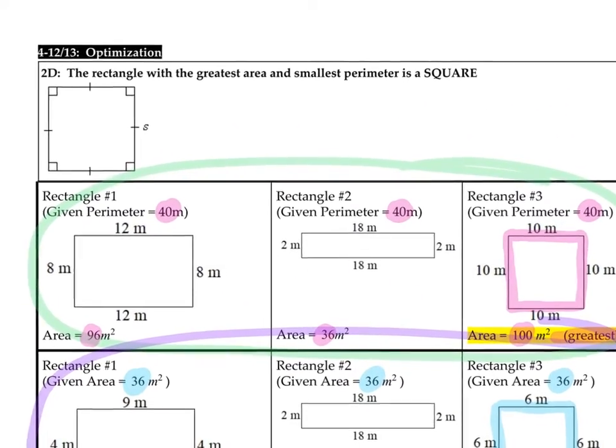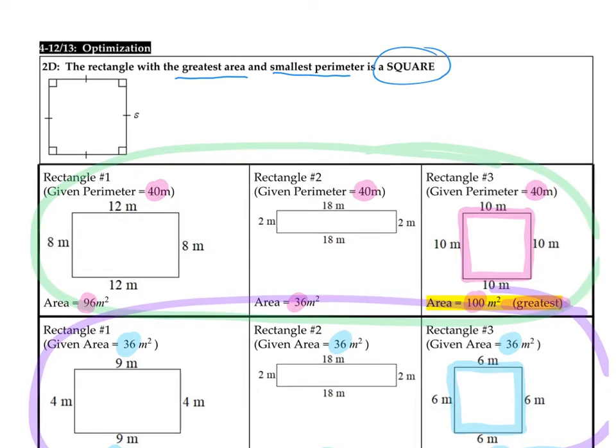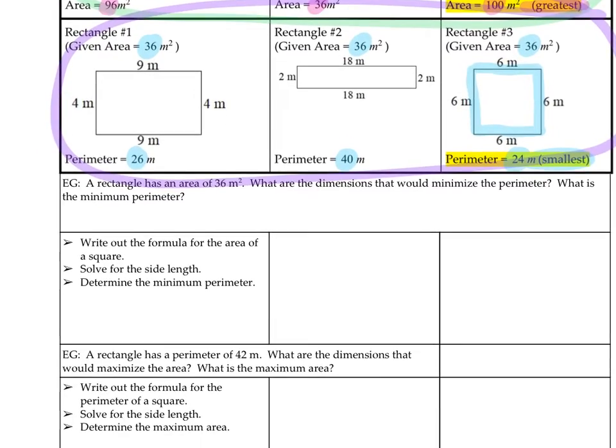So with a rectangle, now a square is a type of rectangle because a rectangle just means that opposite sides are equal and the angles are right angled. So a square is a rectangle. So a rectangle with the greatest area and the smallest perimeter is a square. So anytime you get a question where it's talking about the dimensions of something and you want the biggest or the maximum area or the smallest and minimum perimeter, you want to use a square.